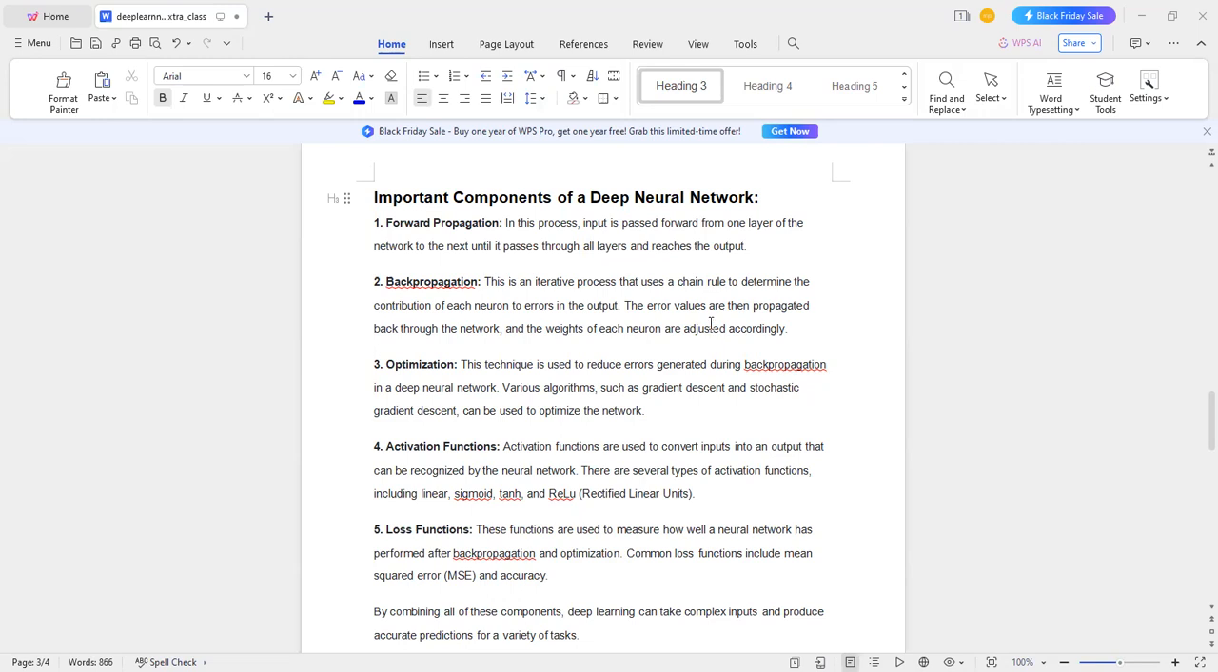When we talk about the second process, it uses a chain rule. The chain rule determines all the contributions made by the neurons at the time of error generation when getting the output. The error values are propagated to the whole network in a backward way. Along with backward propagation, all the weights of the neurons automatically get adjusted as well.